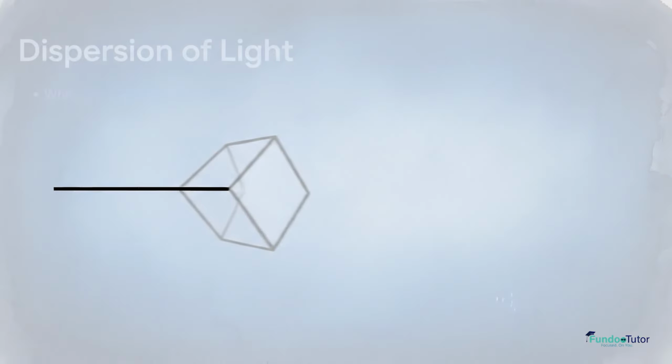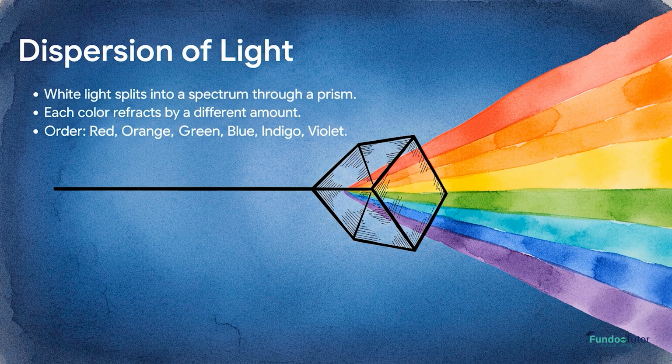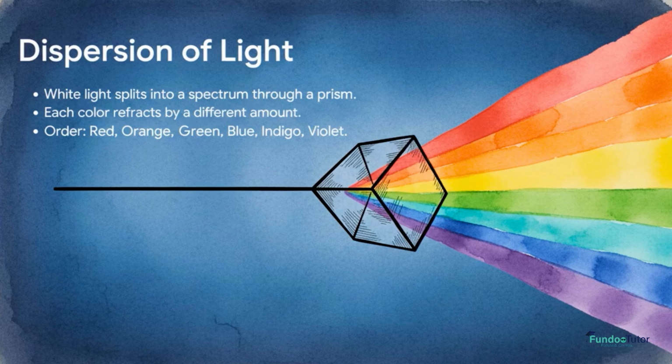You know when you see a rainbow coming through a prism? That's dispersion. See, white light isn't actually white. It's a mix of all the colors. When it hits the prism, each color bends a little differently. Red light bends the least, and violet light bends the most. This is what separates the light out into that beautiful spectrum of colors. Just remember Roy G. Biv, and you've got the order down.